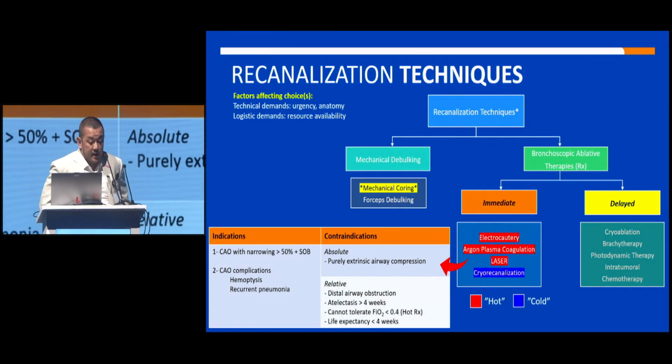So the contraindications of bronchoscopic ablative therapies: absolute would be if it's a purely extrinsic airway compression, which is quite rare. And relative contraindications would include distal airway obstruction, atelectasis of more than 4 weeks, and inability to tolerate low FiO2, especially when using hot therapies. And then if the patient is expected to pass quite soon.